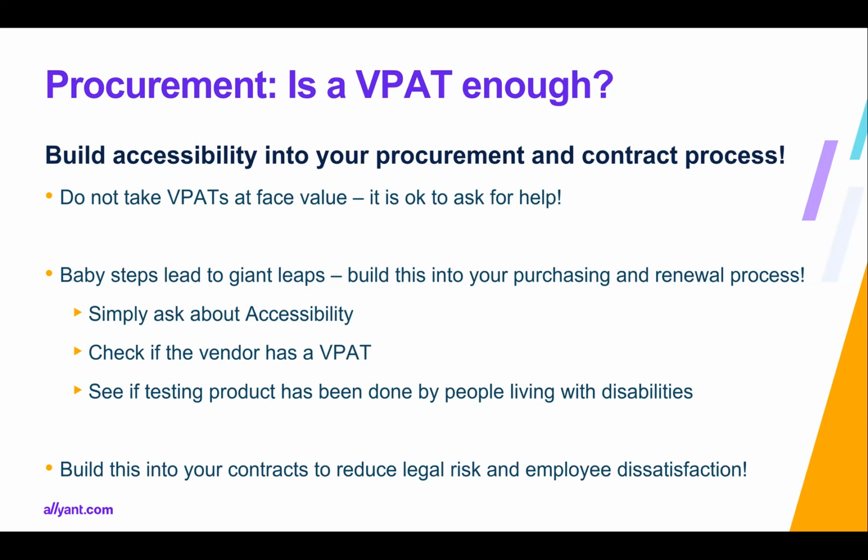The onus is on the entity that's procuring the software to ensure that the software they procure is in fact accessible. So it's the university who is liable for the accessibility of the software, not the vendor that is selling the software. And so that obviously puts organizations in a really difficult spot.